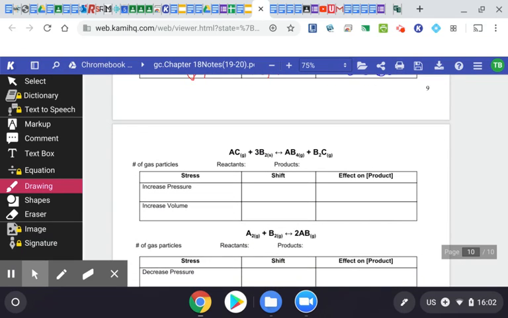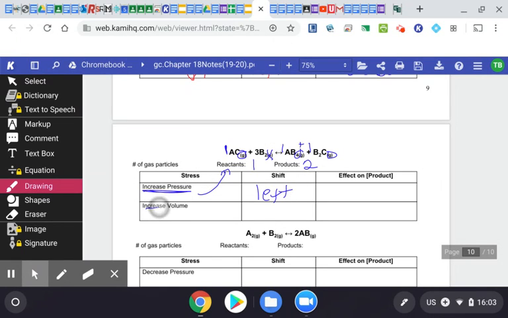All right, we're going to do a couple more problems here with pressure. Again, we start with a number of gas particles. Look at your states of matter. We have a gas, here we have a solid, don't count that. Gas and gas. On our left-hand side, then we have 1 gas particle. On our product side, we have 1 plus 1 for a total of 2 gas particles. If I increase pressure, it's going to favor the side with fewer gas particles. We have fewer gas particles on our reactant side or left-hand side.